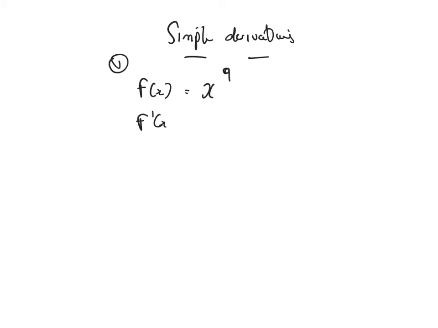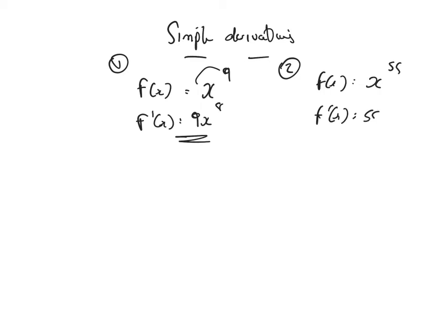So if you're differentiating that, it then becomes f dashed x. So you bring the power down, multiply, you take one away from the power, and that's 9x to the 8. Okay, example 2, f of x equals x to the 55, f dashed x. Bring the power down, multiply, take one away from the power, 55, x to the 54.